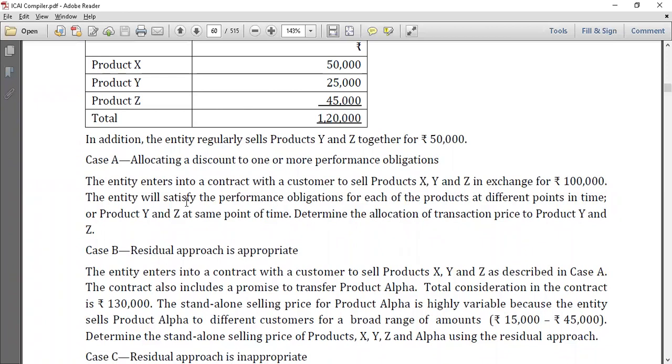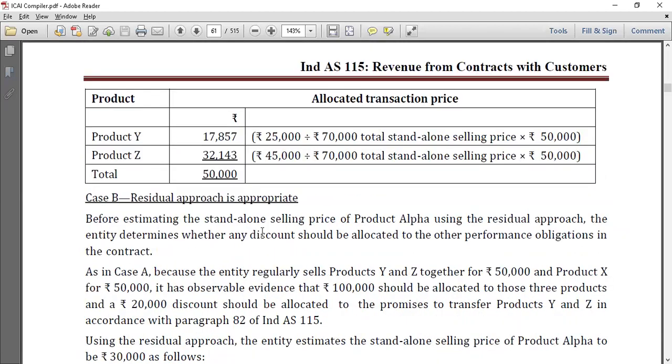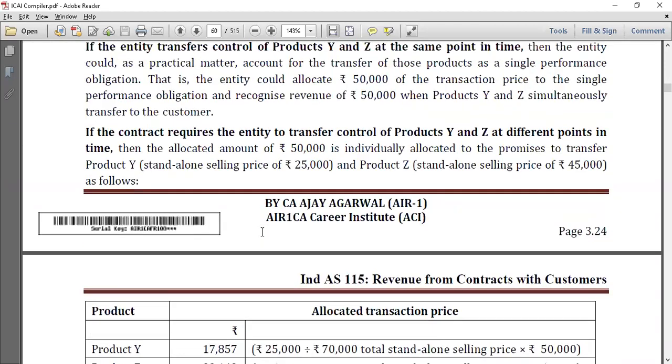Here he said the entity will satisfy the performance obligation of each of the products at different points in time. You have to allocate the discount if it satisfies at a different point in time. That is the first condition. Then the second condition is product Y and Z at the same point in time. So there are two conditions.